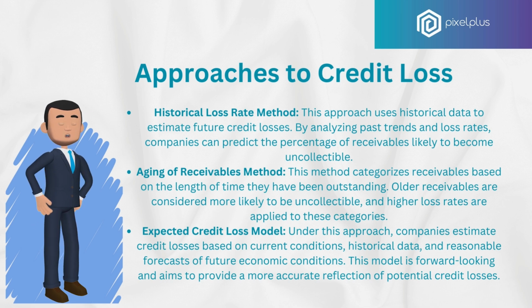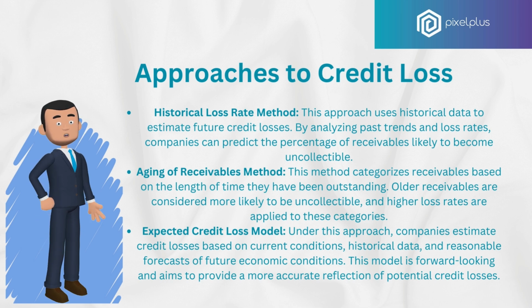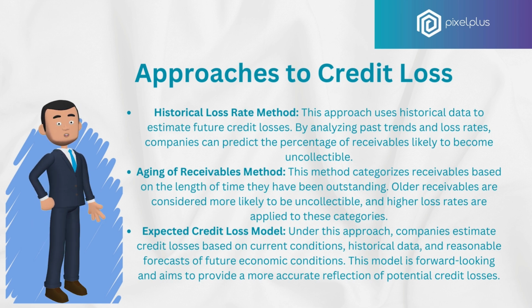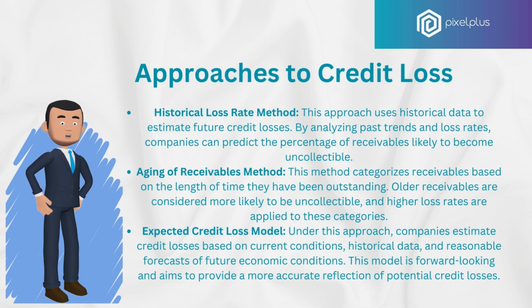3. Loss given default, LGD: estimate the percentage of the receivable that would be lost if the customer defaults. This considers any recoveries, such as collateral or guarantees, that could mitigate the loss. 4. Incorporate forward-looking information: adjust PD and LGD estimates to reflect current and anticipated future economic conditions. This involves using economic indicators like GDP growth rates, unemployment rates, and industry-specific trends.